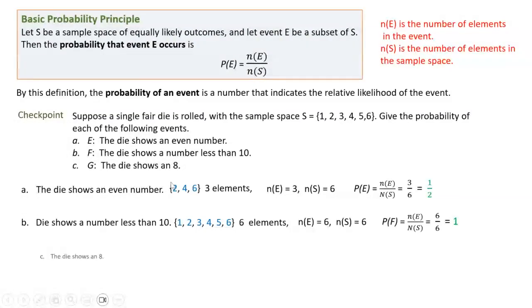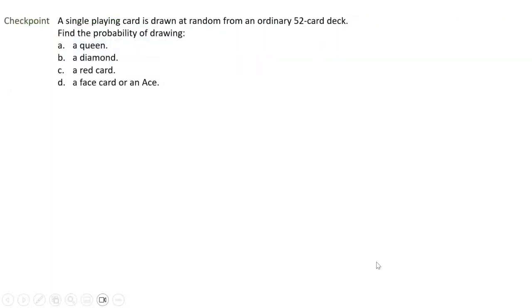The die shows an 8, right? There's no 8 in the set, so it'll be 0 over 6. The answer is 0, because there's no 8 in the set from 1, 2, 3, 4, 5, 6. So the answer will just be 0.